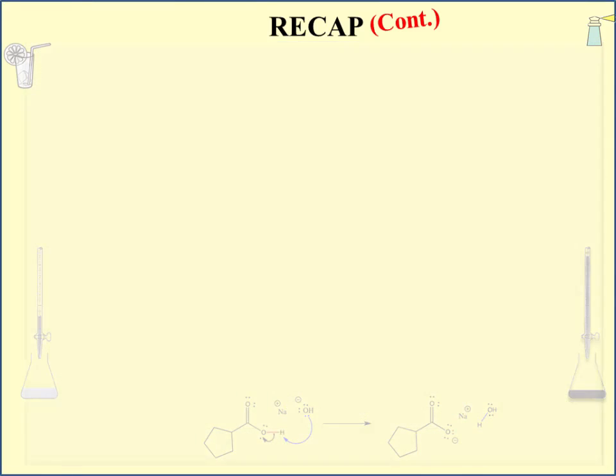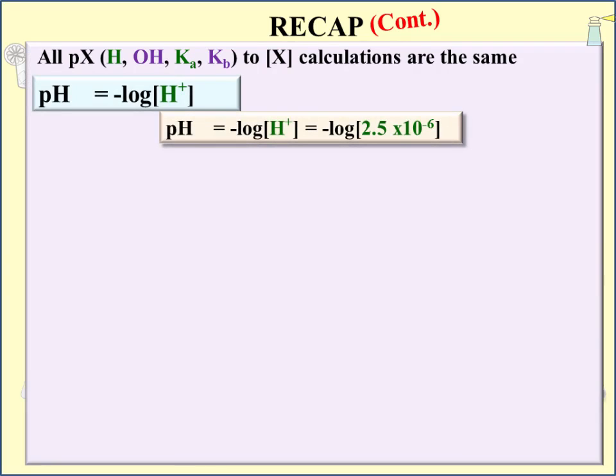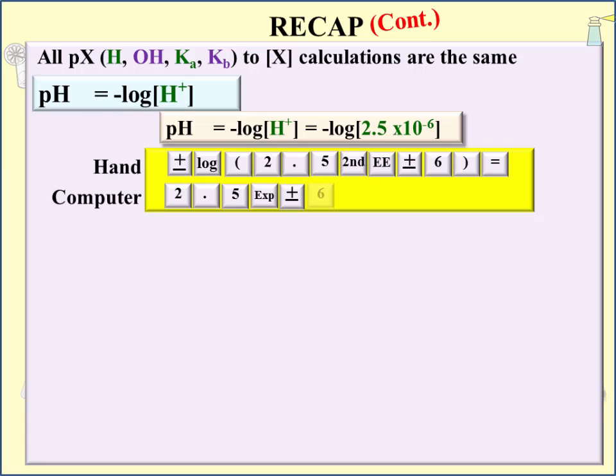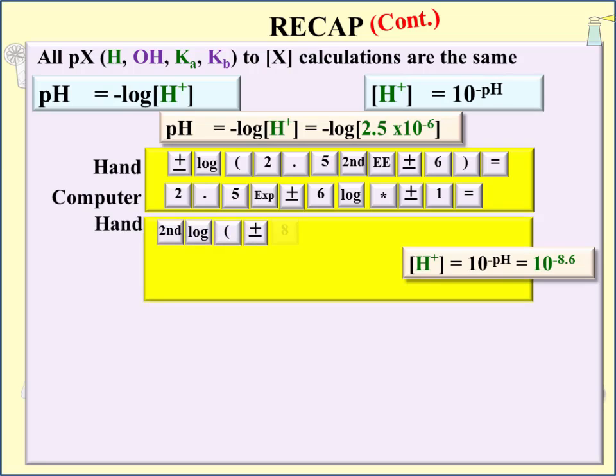All power values, be they pH, pOH, pKa, or pKb, can be converted into their non-power values by the same calculation. Using the equation for the conversion into pH from a known hydrogen ion concentration, we outline the keystrokes for the conversion using a hand calculator and a computer-based calculator. Using the conversion into hydrogen ion concentration from a known pH, we outline the keystrokes for the conversion using a hand and a computer-based calculator.